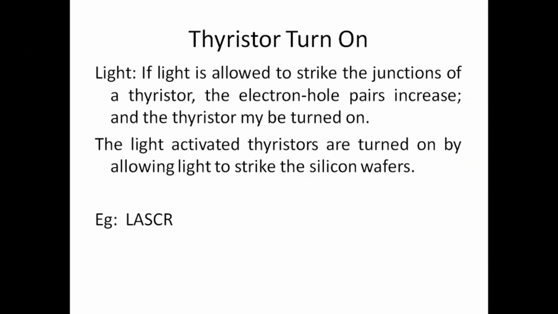Photons will give energy to the electrons, so the electrons become free electrons, especially in junction J2 of a thyristor. Then one more electron is generated, and a hole is also generated, and this continues. The SCR will turn on.